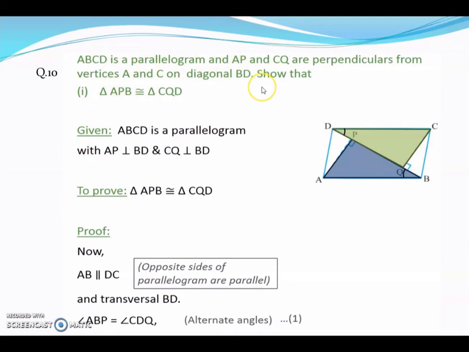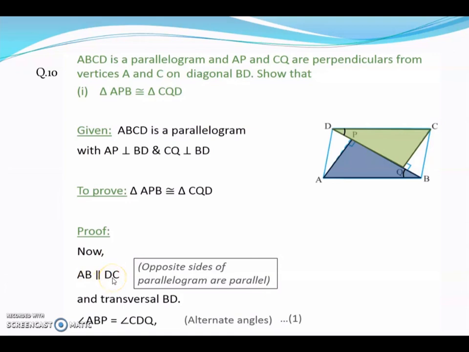So ABCD is a parallelogram and AP and CQ, this is AP and this is CQ, are perpendiculars from vertices A and C on the diagonal BD. Show that triangle APB is congruent to triangle CQD. Okay. So first write down the given and to prove, and then start with the proof.